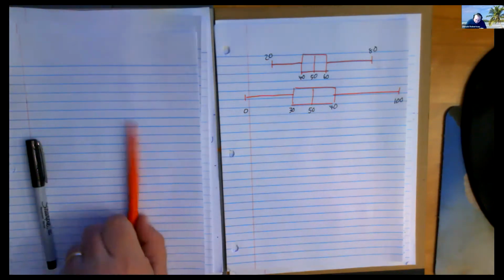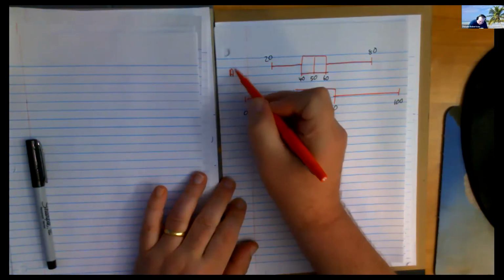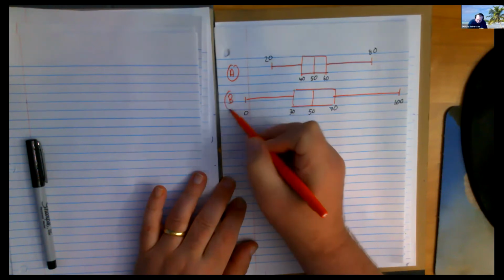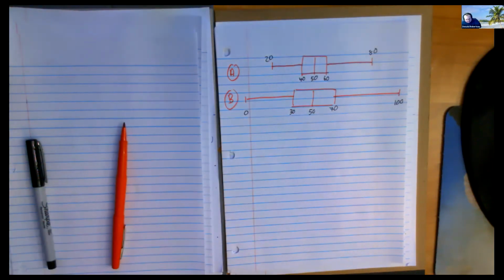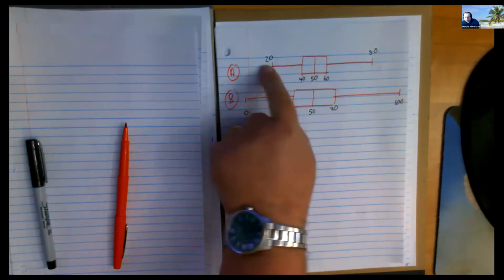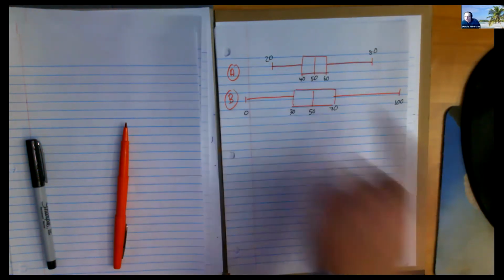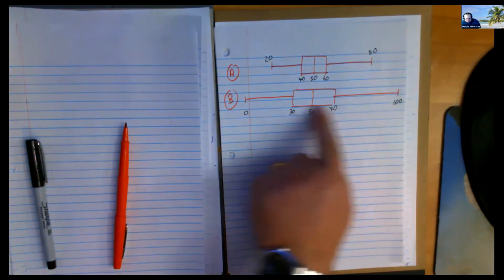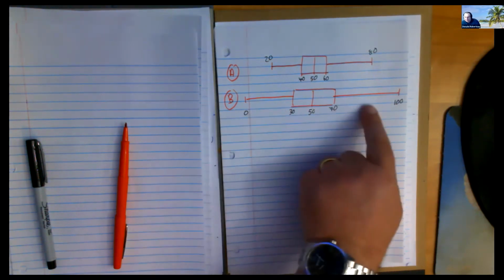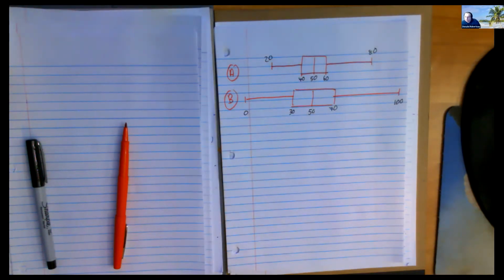So what we have in this story are two classes called A and B. And they were given a test, and the test was out of 100. And this is what the box and whiskers of Class A's scores look like. And this is the box and whiskers of Class B. And we're going to look at compare and contrast.